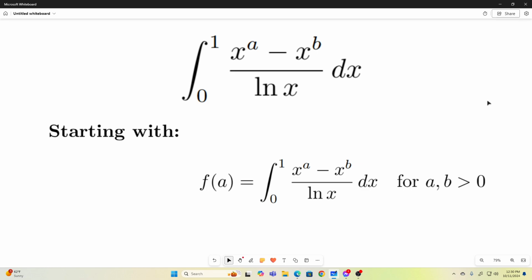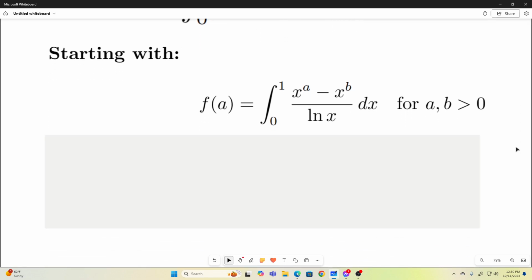So we're just going to call that integral a function of a. And we can think of that as a function solely in terms of a as long as we consider b to be an arbitrary constant. So we're letting a be our independent variable, and b is just an arbitrary constant. And we're going to define this for a and b greater than 0.